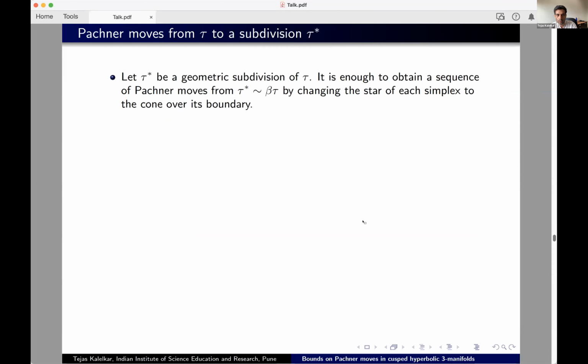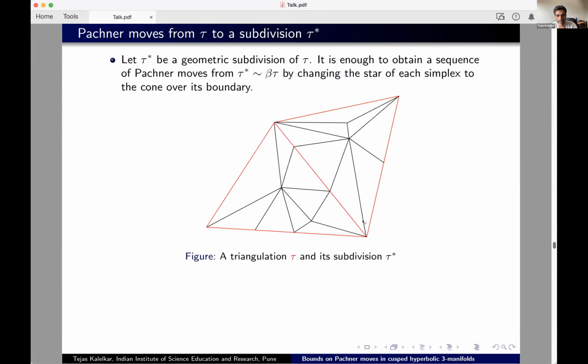Okay, so how do I go from a subdivision to the original triangulation by a controlled number of Pachner moves? So this is what we do now. To start with, let's take the red triangles as the original triangulation tau, and the black ones give me a subdivision tau star. So in order to go from tau star to tau, I start with tau star. I then take the star of the two simplexes.